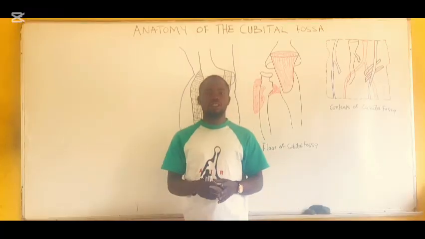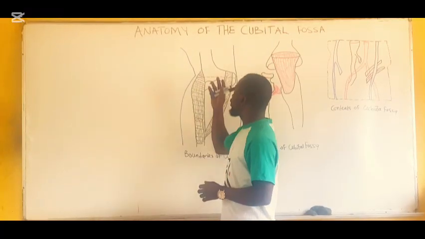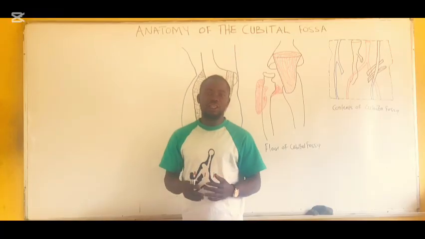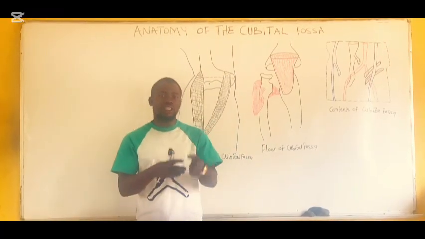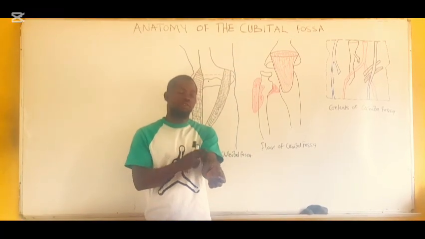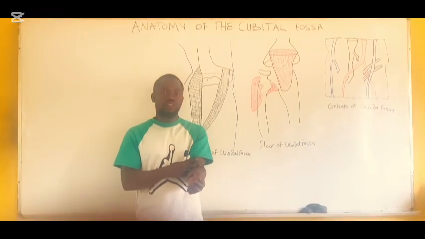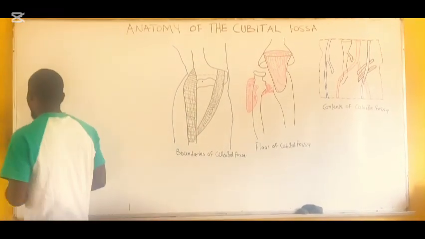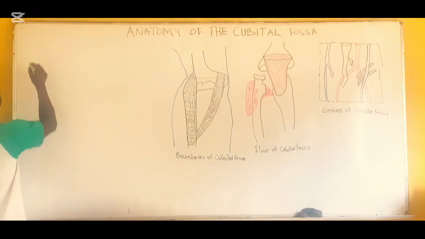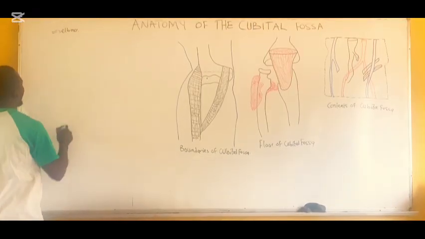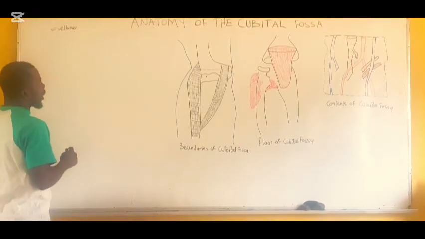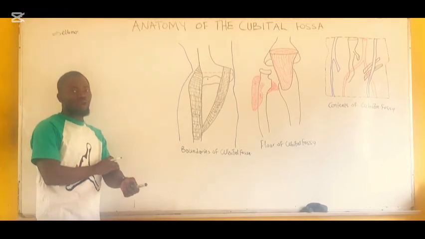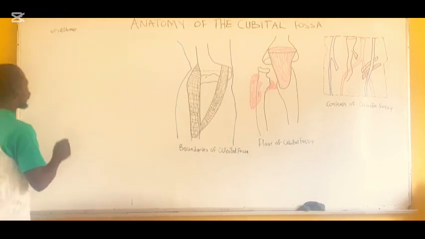In our class today, we shall be discussing the anatomy of the cubital fossa. The cubital fossa is just a triangular depression that is located at the front of the elbow joint. The term cubital is Latin and it means elbow. So the cubital fossa is just a triangular depression that is located anterior to the elbow joint. That is the introduction.